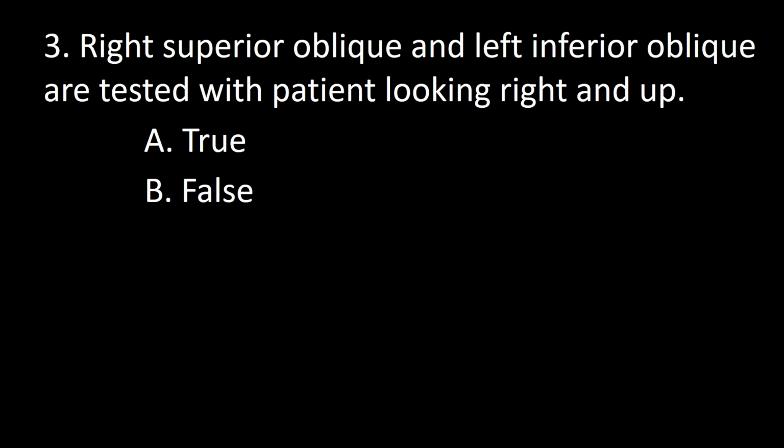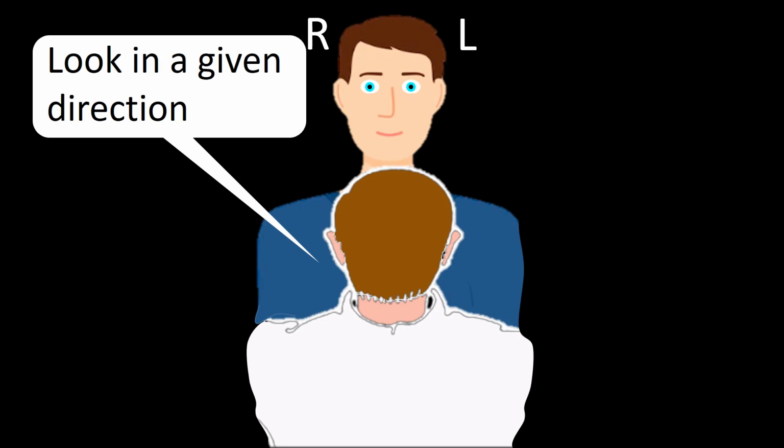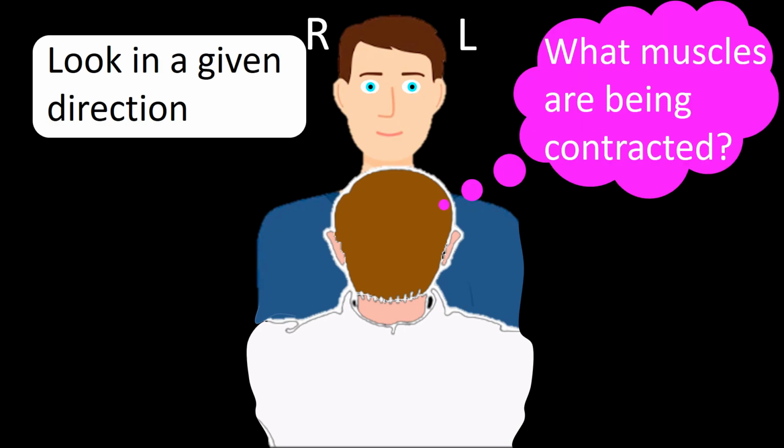Next question. Right superior oblique and left inferior oblique are tested with the patient looking right and up. A true, B false. The evaluation of patient's extraocular movement is performed to exclude or detect weakness of the extraocular muscles, and if weakness is found, to single out the muscle involved. This is achieved by asking the patient to look in the directions we previously mentioned, while the examiner considers the muscles being used at each position and strives to isolate the functioning of each muscle.